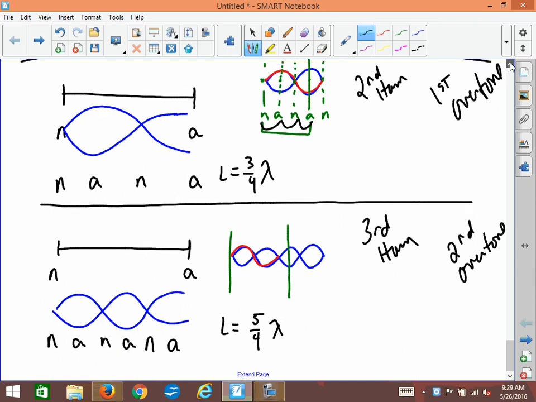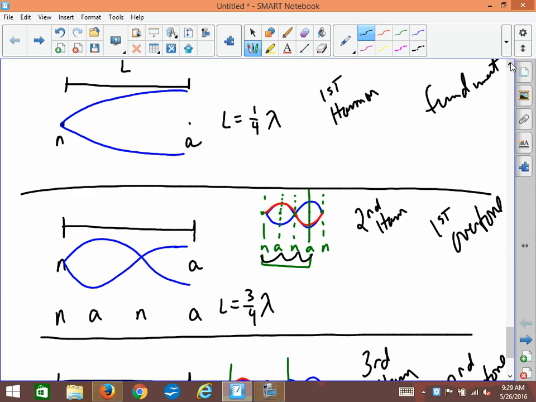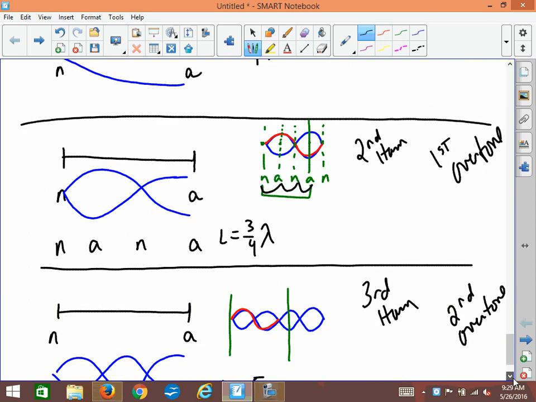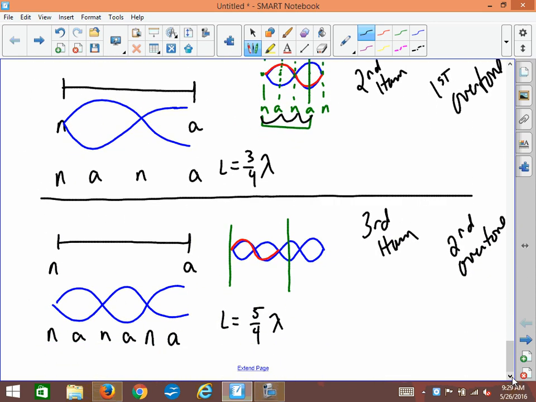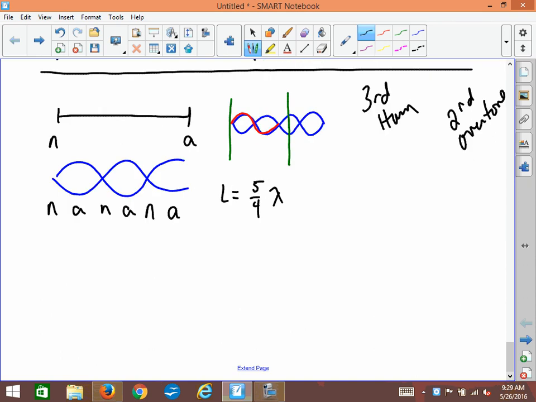I think that's enough to see the pattern. The first one is 1/4, the next one is 3/4, and the next one is 5/4. So you can predict, what do you think the next one would be? 1, 3, 5, 7/4 lambda. So now we have a pattern where we're not going up by halves, we're going by quarters, but we're skipping 1. We're going by odd numbered quarters.